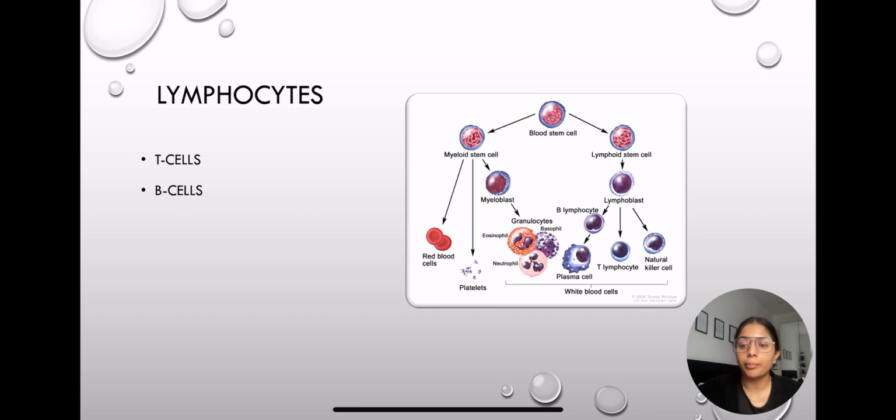B cells mature in bone marrow and produce antibodies or immunoglobulins when activated. Plasma cells are a type of B cell that secrete antibodies into the circulatory system to provide immunity, and memory B cells store the memory of the specific antigen in the lymph nodes to be used again if required.